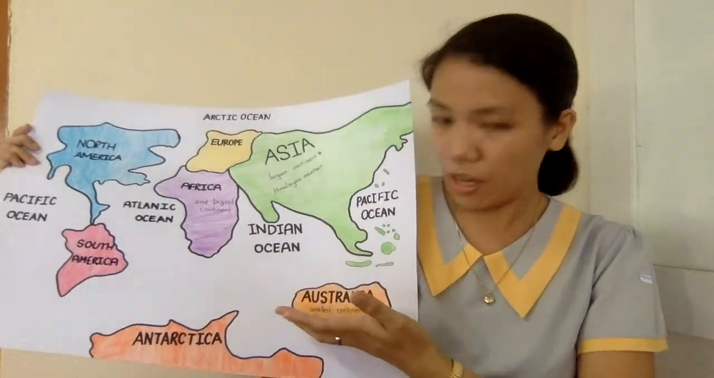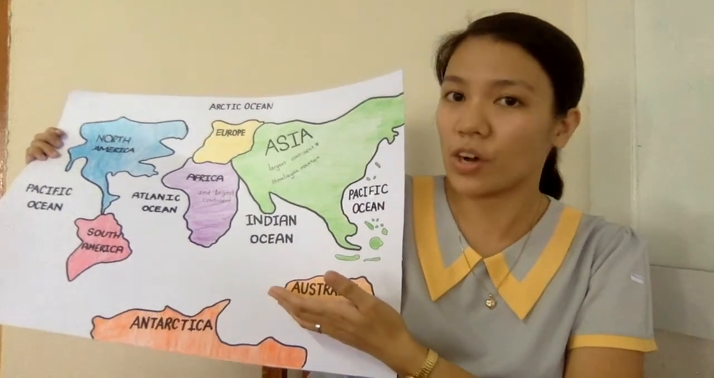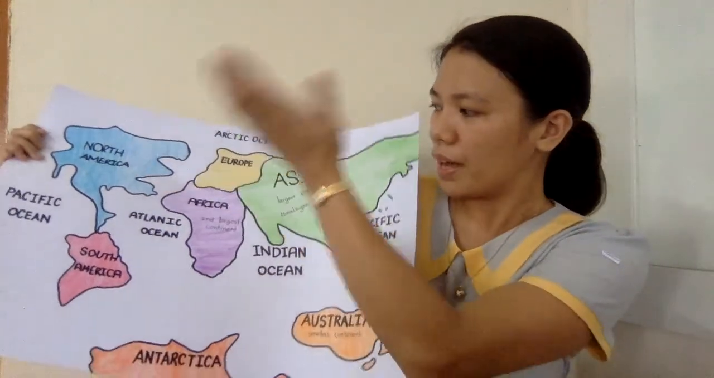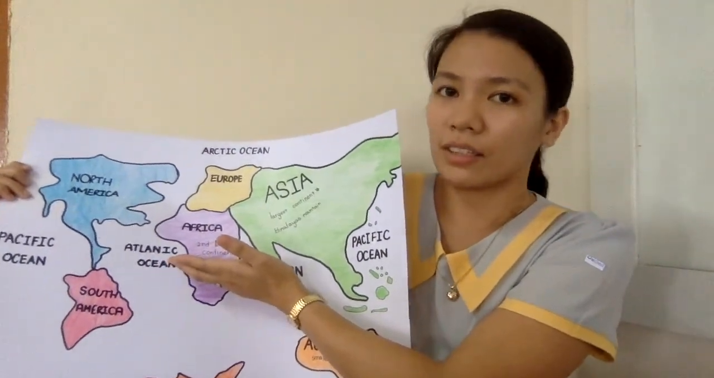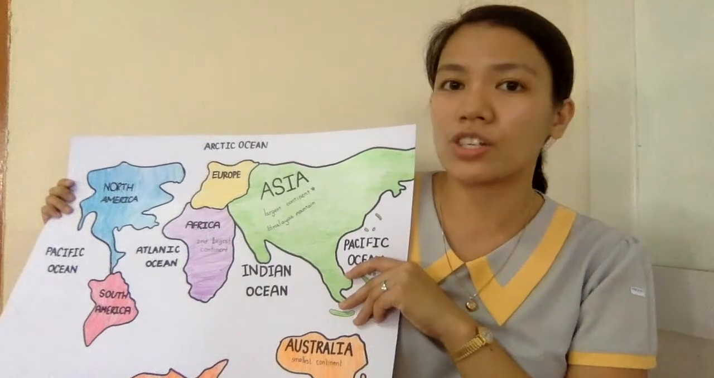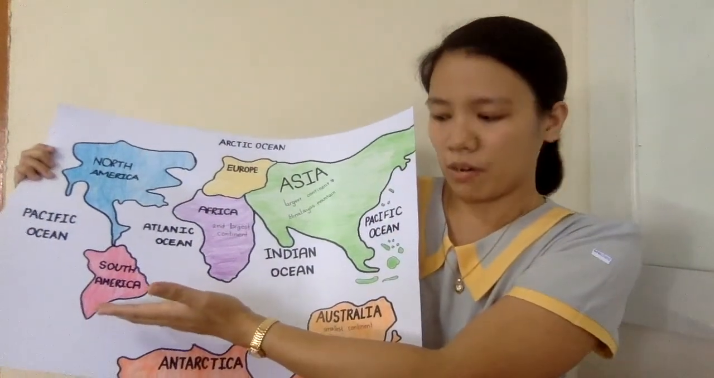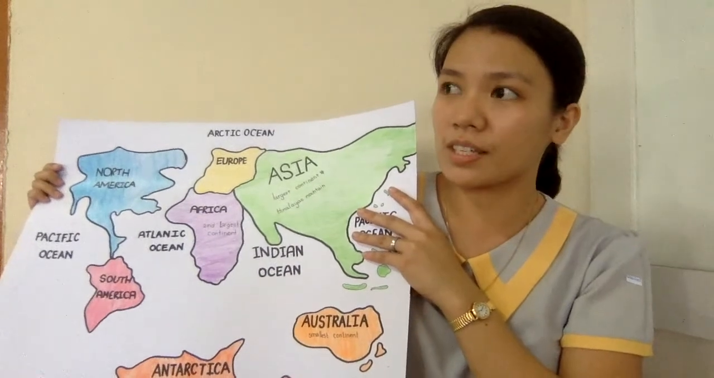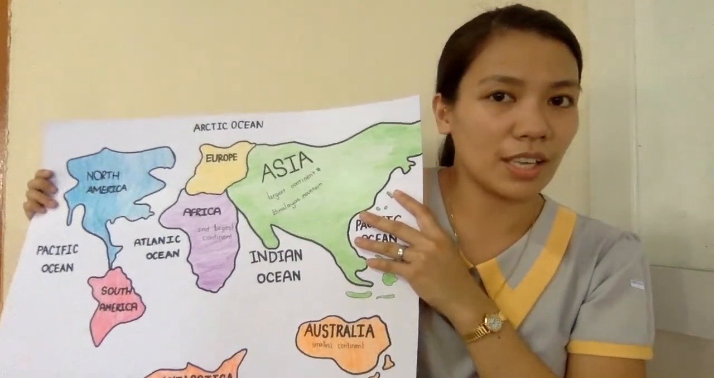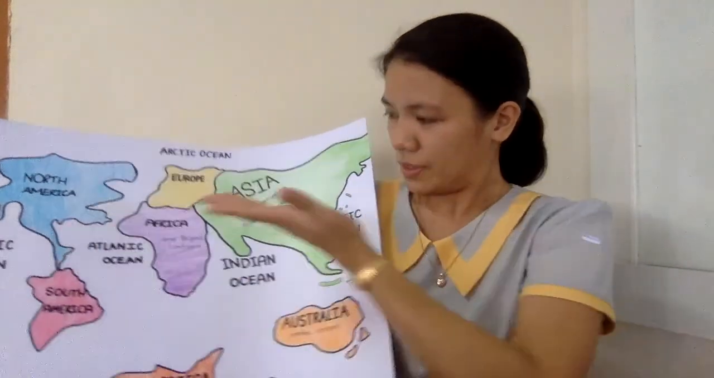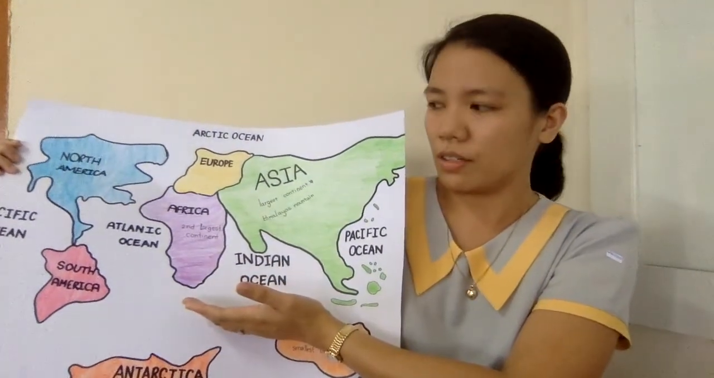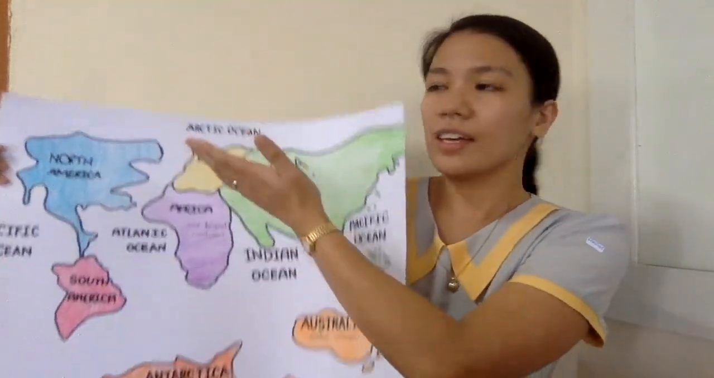Next is Australia. Australia is the smallest continent. Antarctica, the coldest continent. Europe, Africa, which is the 2nd largest continent. Next is North America. North America is the 3rd largest continent. And South America. So these are the 7 continents that are featured in the Earth's surface. And you can see other oceans like the Pacific Ocean. The Pacific Ocean is the largest ocean in the world. Next is the Indian Ocean, Atlantic Ocean, and Arctic Ocean.